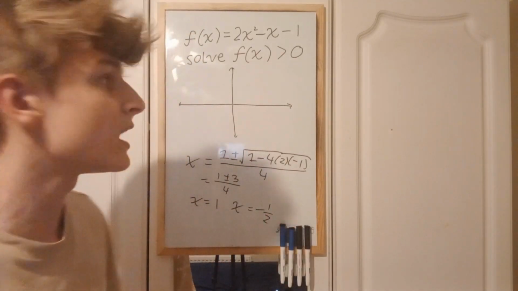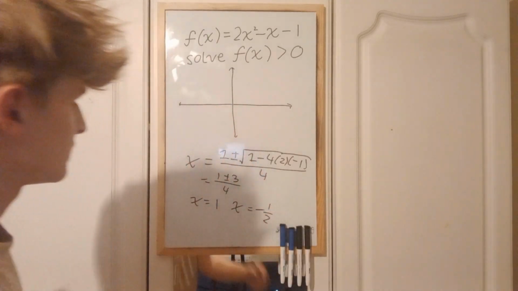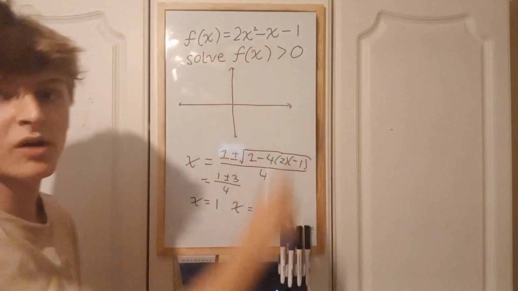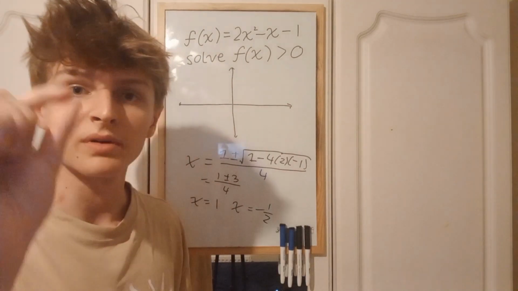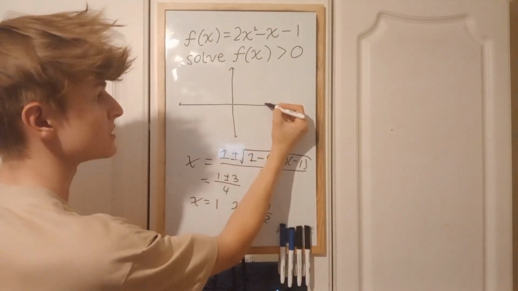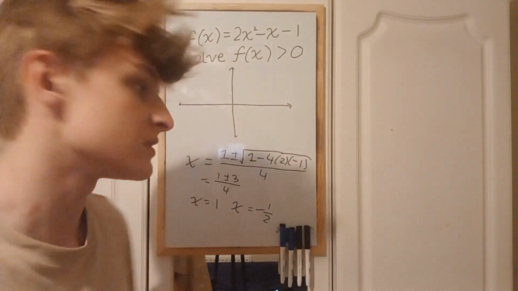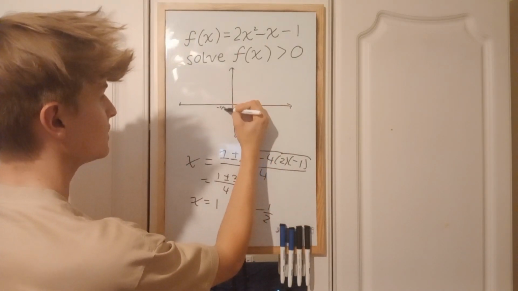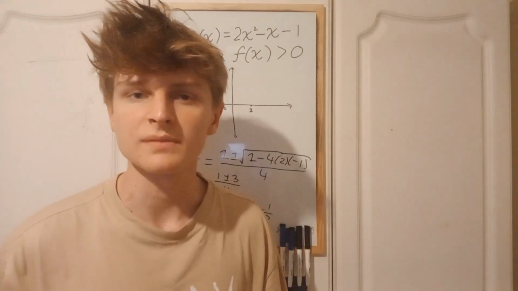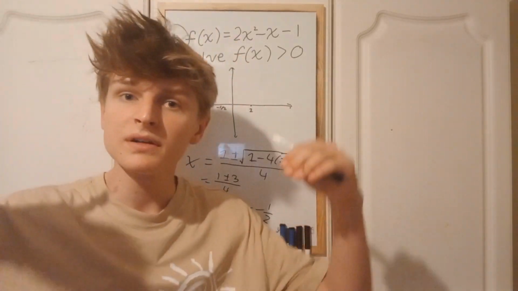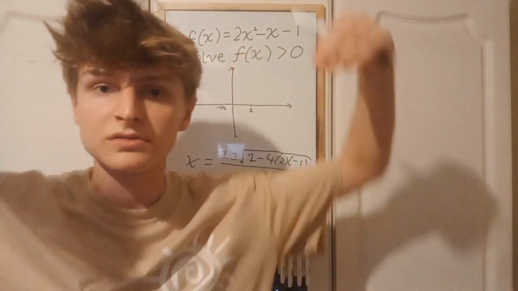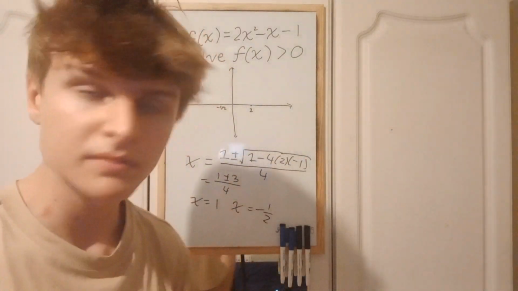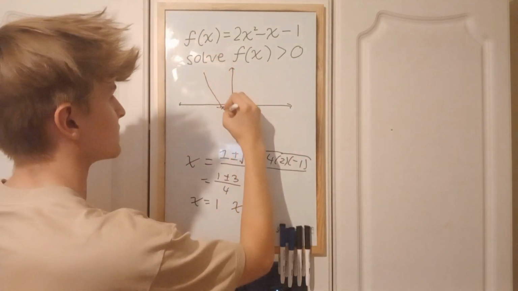Okay, and so now we can plot this on the graph. These x values are where the function outputs 0, so they're going to correspond to the points where you've got just an x coordinate and no y coordinate, because the y coordinate equals 0. So x equals 1 and x equals negative a half. Okay, so that's where it crosses the axis. And remember, this is a positive x squared coefficient, so the graph's going to look like a U, like that. So we can draw it in, it's going to look something like that.